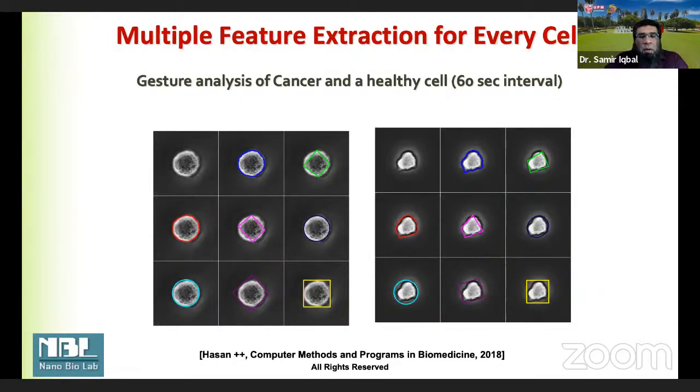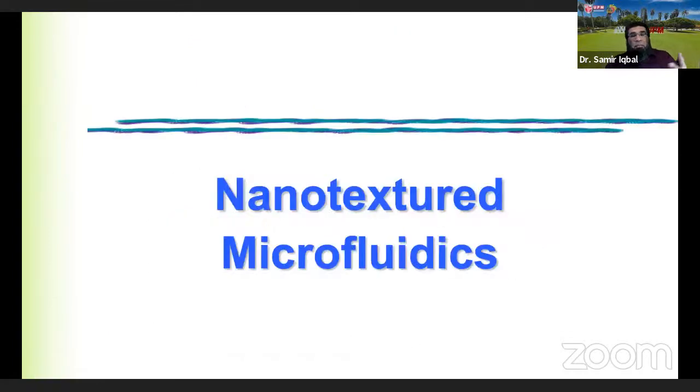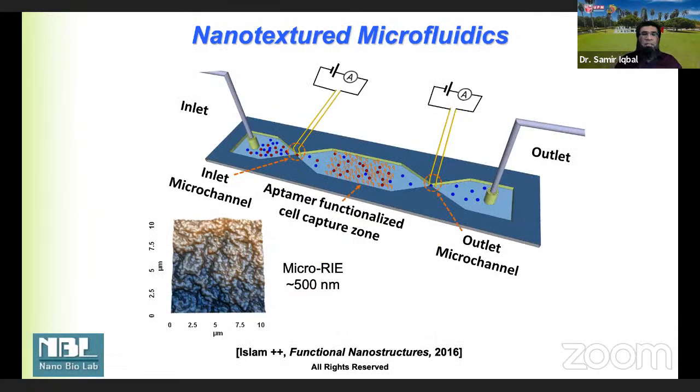So I was talking about microfluidic channels. Nanotexture in microfluidic channels is something which we have pursued, where we can use the texture and see how that would change the cell binding, or how it would change the difference between one type of cell versus another type of cell.